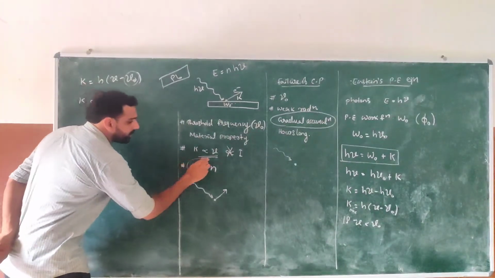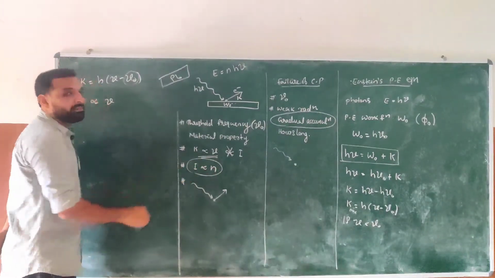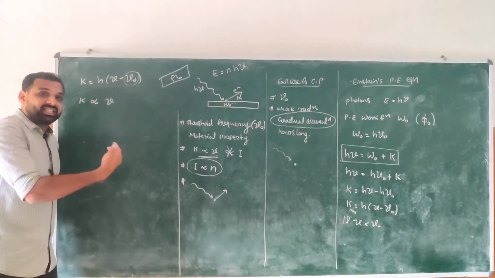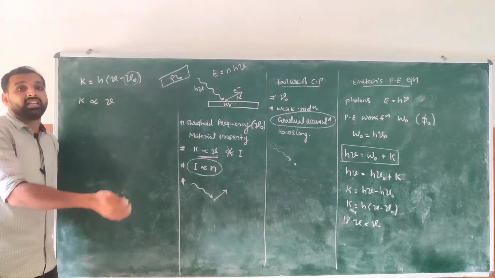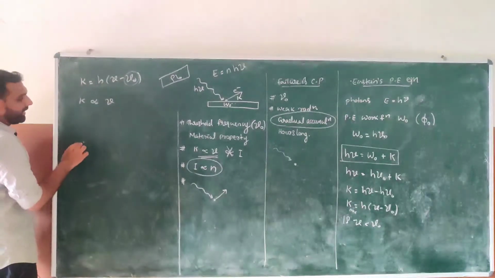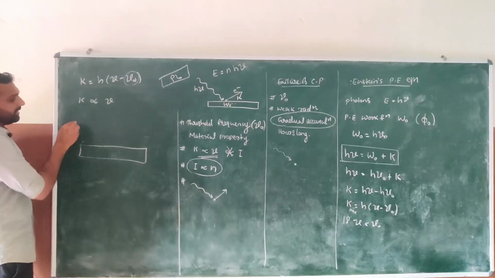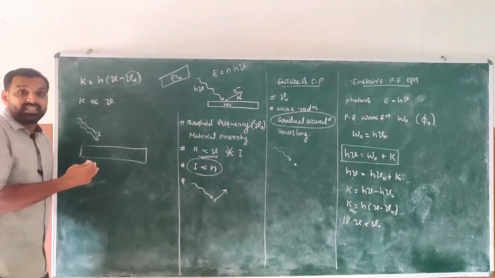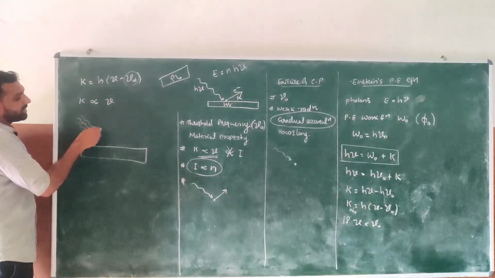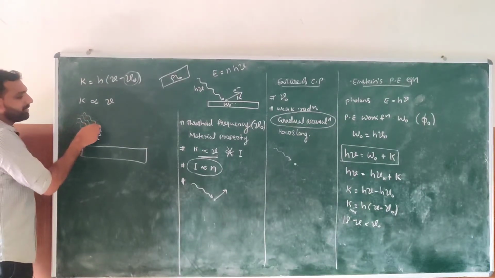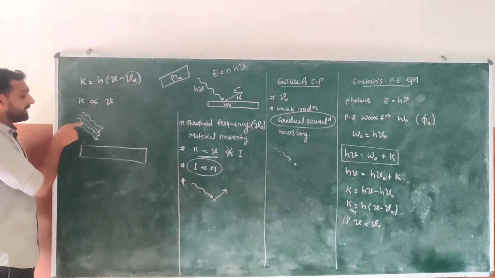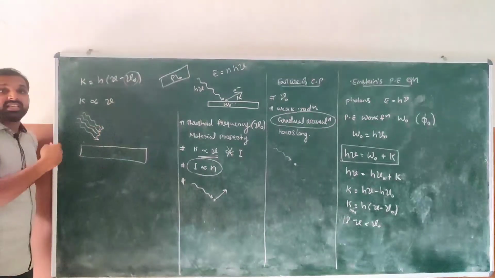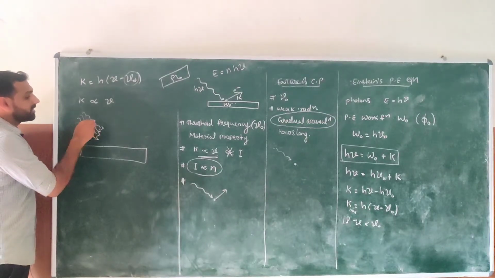Now we have to answer this question: why does increasing the intensity increase the number of ejected electrons? I told you that when the intensity is increased, the number of electrons ejected increases. I can explain that. This is the metal surface, and this is the radiation. Intensity means number of radiations per unit area, so if we increase the intensity, the number of photons is increased.